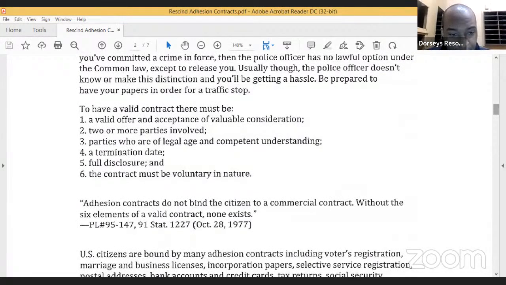It says, to have a valid contract, there must be a valid offer and acceptance of valuable consideration. Number 2, two or more parties involved. Number 3, parties who are of legal age and competent understanding. Number 4, a termination date. Number 5, full disclosure. Number 6, the contract must be voluntary in nature. That's why I went over due process of law.